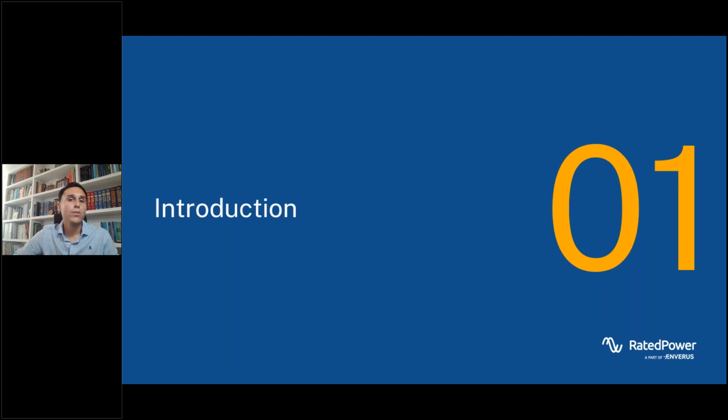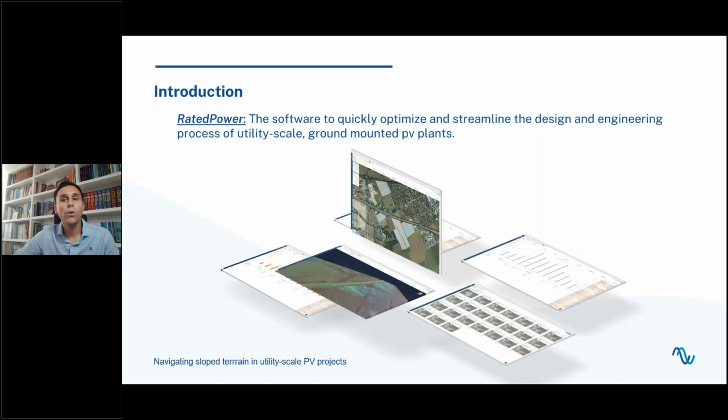Okay, so for those who don't know, RatedPower is a software to quickly optimize and streamline the design and engineering process of a utility scale ground-mounted PV plant. So one of the main aspects to consider when it comes to PV plant optimization is not only the technical issues, but also the topography. When I say topography, I'm referring to structure installation, terrain slopes, undulation, pile lengths, possible earthworks, and so on.